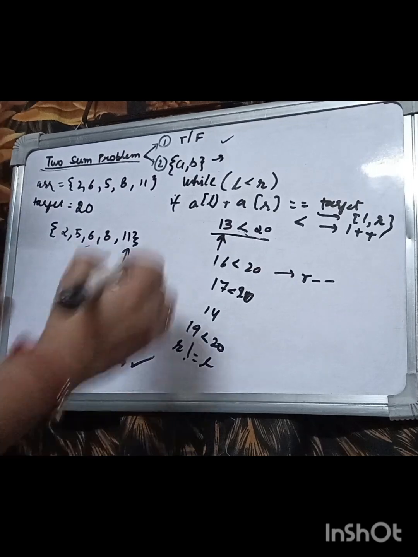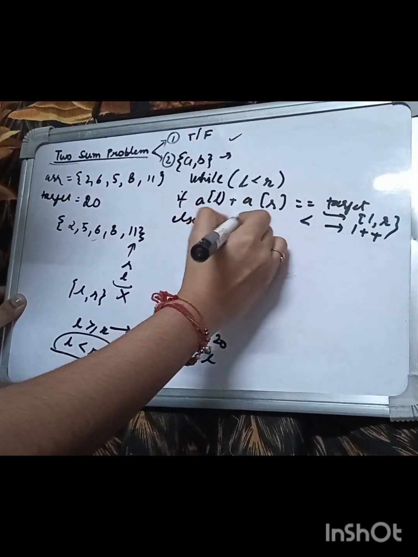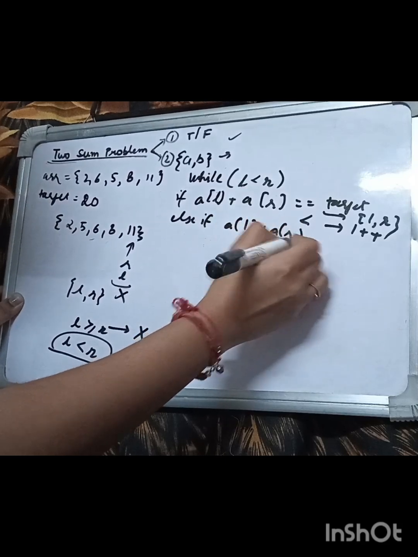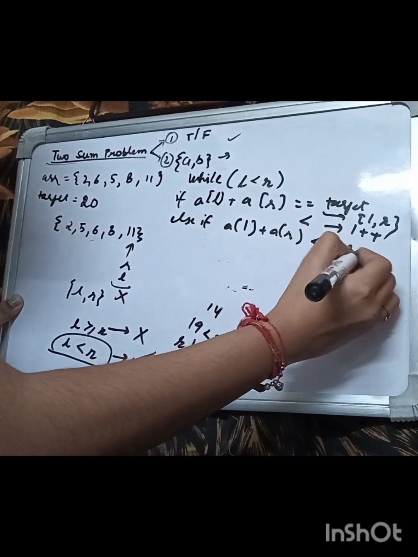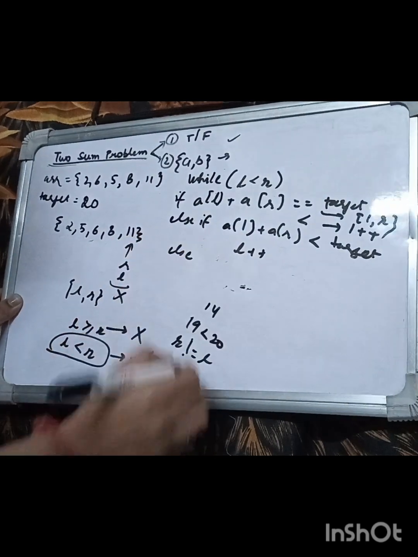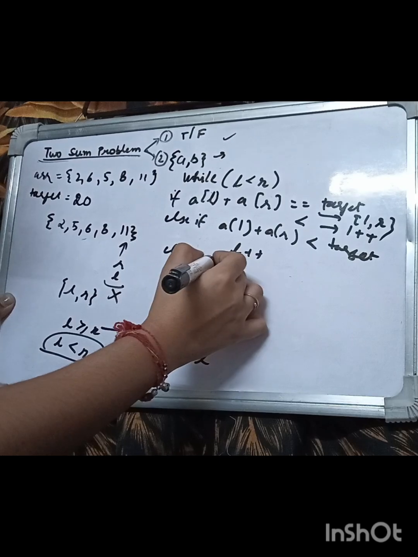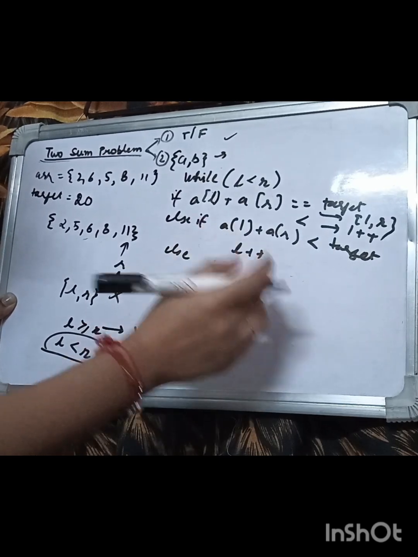But if A of L plus A of R is less than the target, then you have to do L plus plus. Else only one condition is left, that is this sum is greater than the target. If it is, then you have to decrement R.